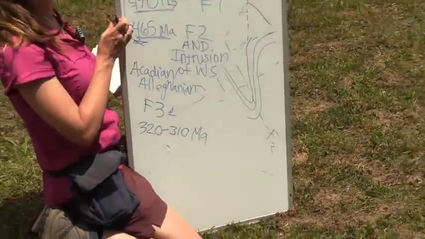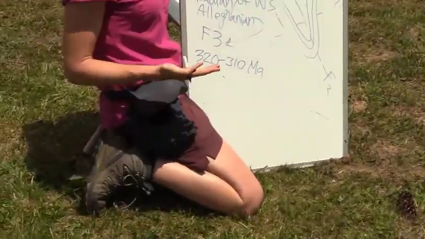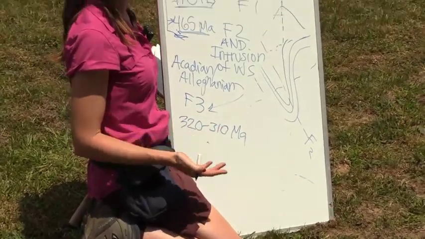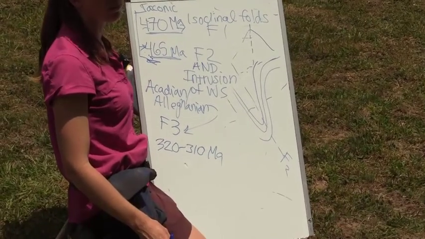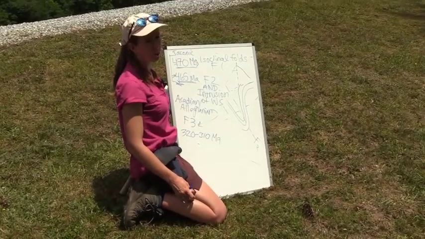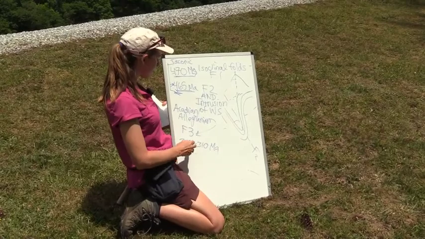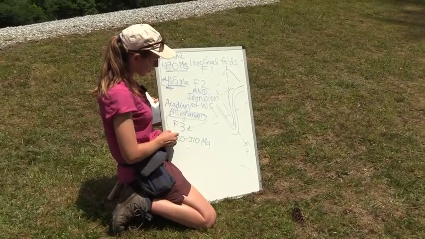From 320 to 310 MA, we had exhumation and uplift of these rocks that basically cooled them back to near surface temperatures, out of metamorphic conditions. And this happened during the Alleghanian, this cooling.